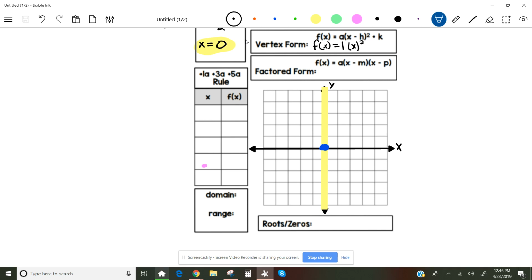From there, we need to start graphing. In order to graph, I like to use what's called the 1a, 3a, 5a rule. So you start from your vertex, and then we're going to go to the right 1 and up 1. That's our 1a. And then we have 3a, so that means we're going to go to the right 1, but this time we're going to go up 3. 1, 2, 3.